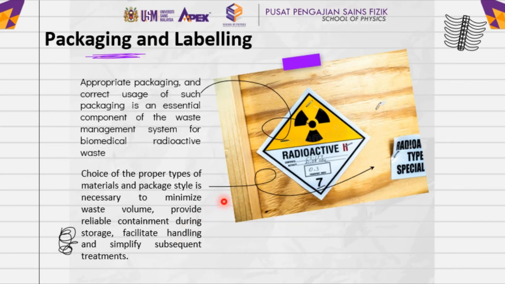The slide now is packaging and labeling. So basically, when we have radioactive waste, we should package it well and label it so other people also know what it is, for example, strontium waste. Appropriate packaging and correct use of such packaging is an essential component of the waste management system for biomedical radioactive waste. Choice of the proper type of material and package style is necessary to minimize waste volume, provide reliable containment during storage, facilitate handling, and simplify subsequent treatment.